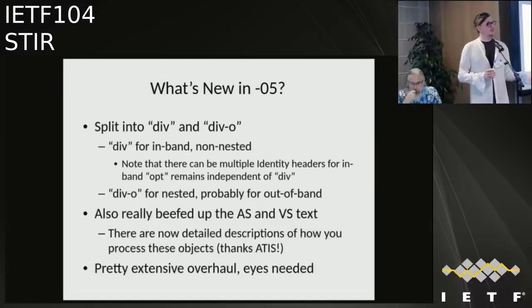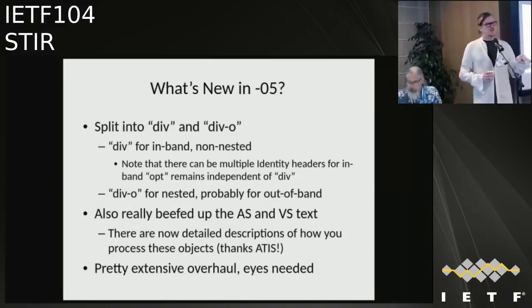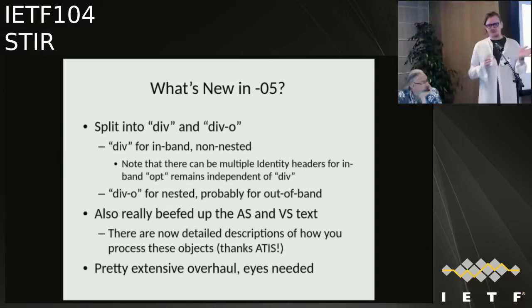We've split the mechanism into two parts. The first part is div, which is for in-band. It's non-nested. In other words, you'll use multiple identity headers for this use case. And then we created this separate div O for nested. That will be used by things like out-of-band, which I'm going to discuss in a moment. And this tries to get around some capability negotiation concerns people had if we were going to have both nested and non-nested under div itself. It just seemed cleaner to fork these into two separate passport types.